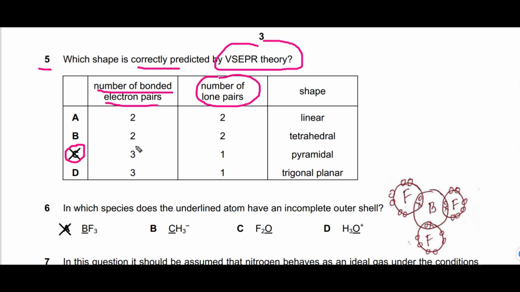Why? 3 bond pairs, 1 lone pair. And you know, if there are 3 bond pairs of electrons and 1 lone pair of electrons, the shape will be pyramidal, say ammonia. This shape is known as pyramidal.